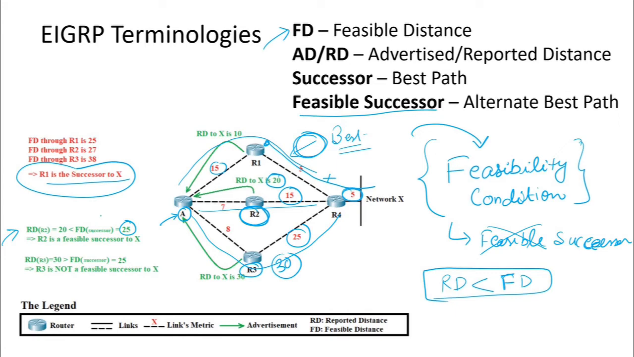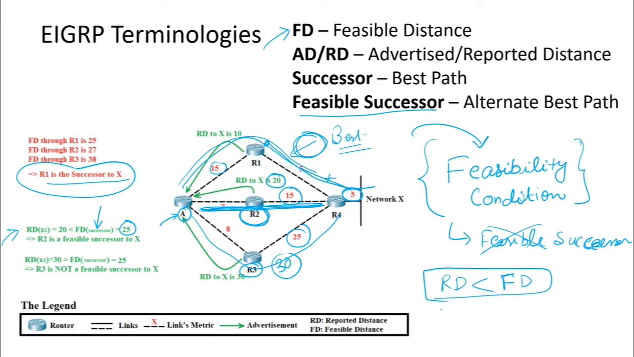Here I have just missed this part. Through the successor, feasible distance of the successor. So the RD value of the link for which you are checking, whether it can be our feasible successor or not, the reported distance of this one should be less than the feasible distance of the successor.